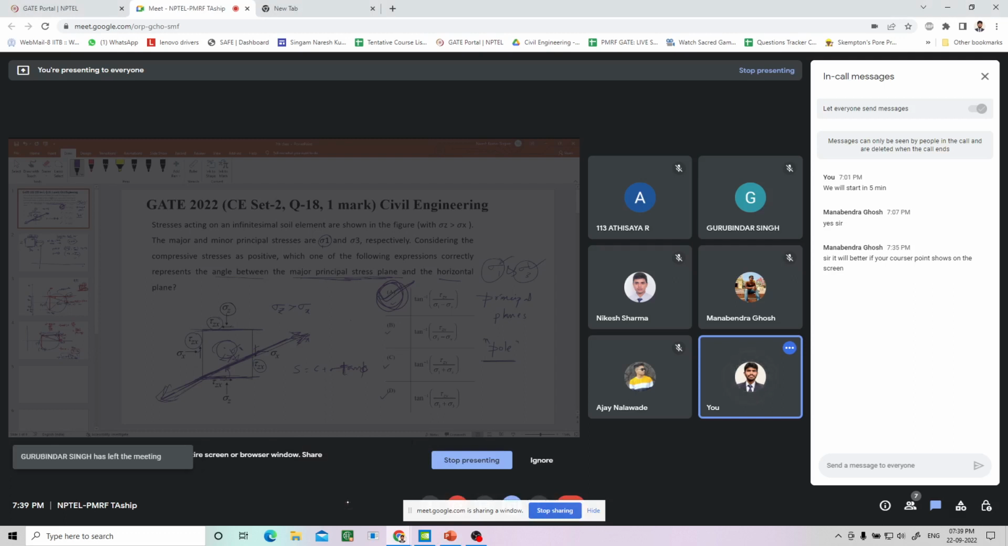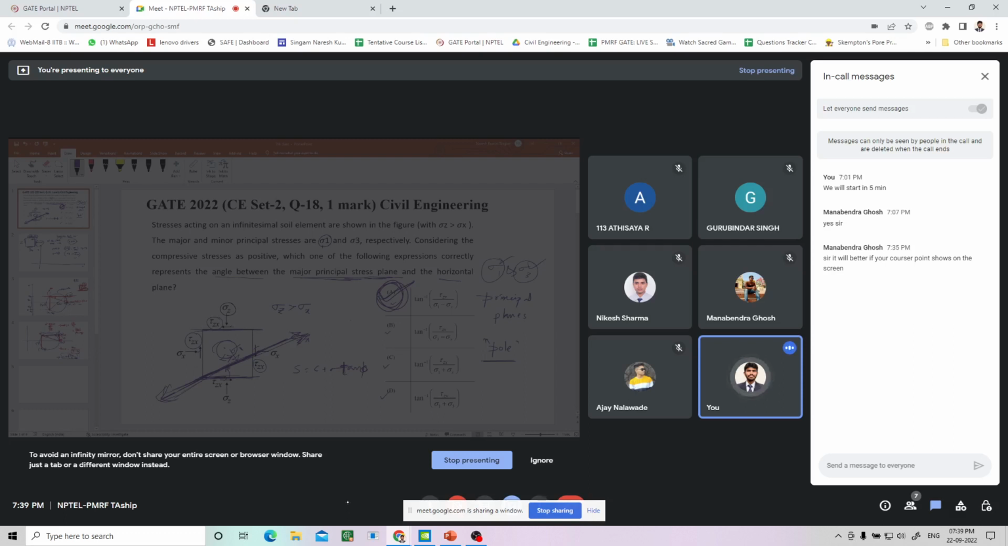If your cursor pointer shows on the screen. Yeah, okay, Manabendra, I will do that. Actually there is some small issue in this, I'll do it from the next class. That's why I'm highlighting: whenever I'm showing some plane, I'm drawing on that plane. Okay, I'll do that in the next class.